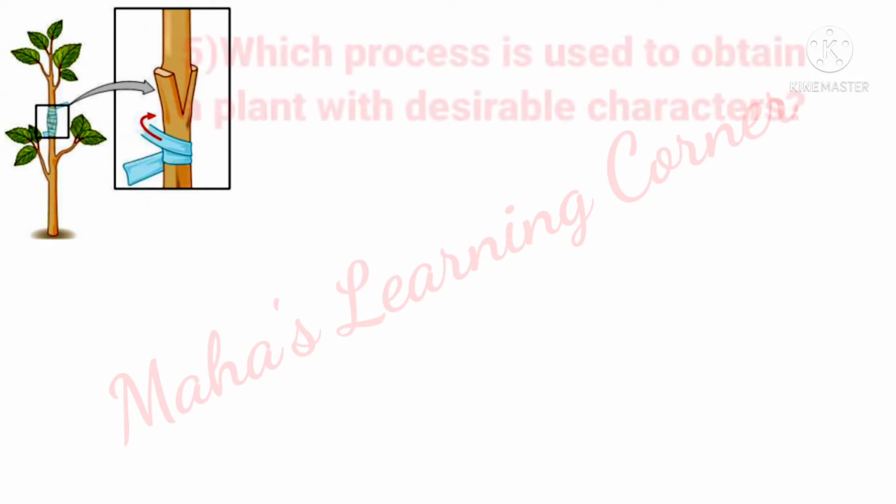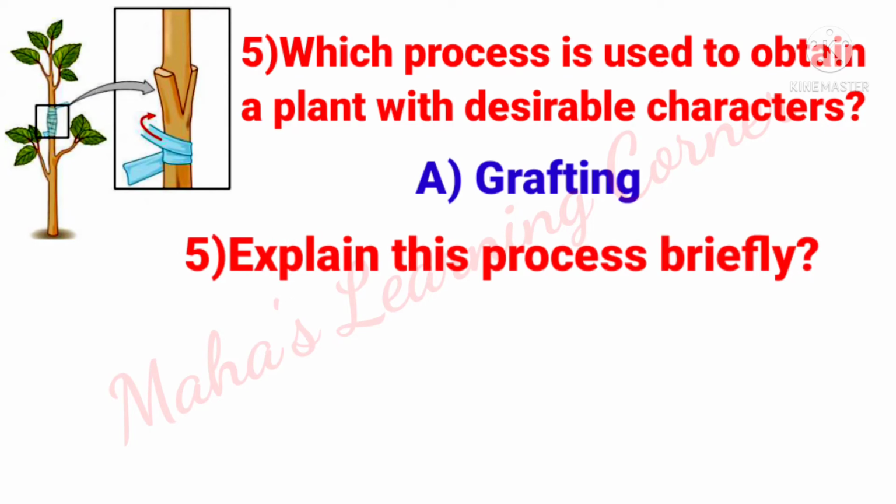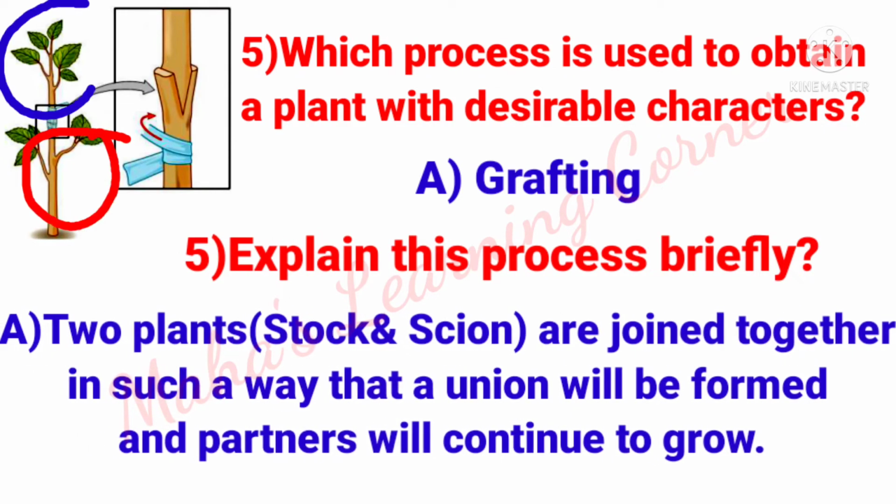Next question. Which process is used to obtain a plant with desirable characters? Correct answer, grafting. Explain this process briefly. Two plants, stock and scion, are joined together in such a way that a union will be formed and the partners will continue to grow.